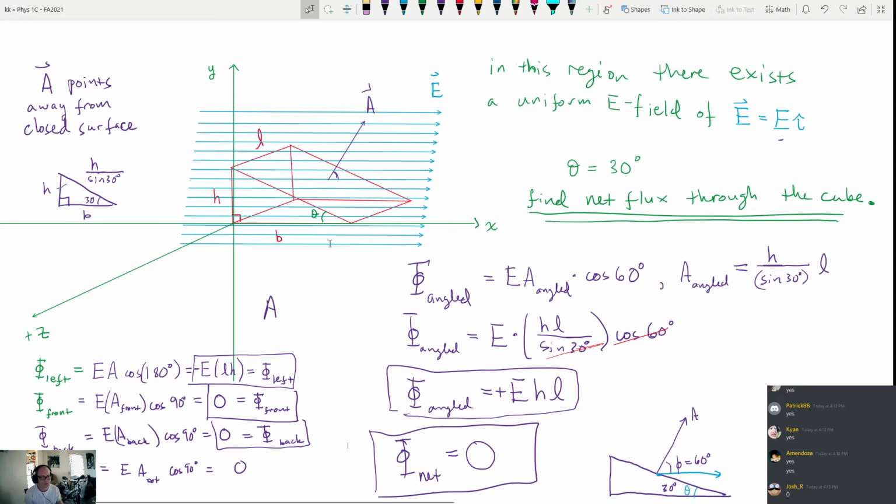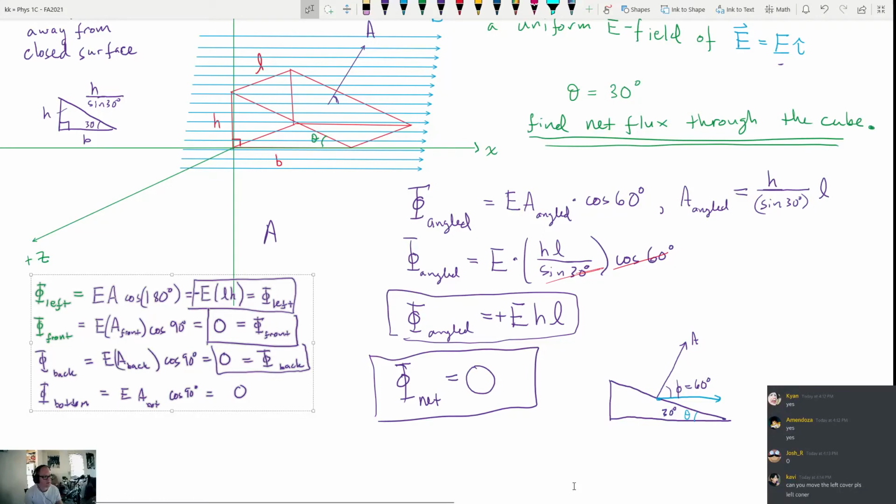It works for a rectangular prism, a cube. You could put a sphere in here, although the calculation would be a little trickier, and you would also get 0. Oh, is this blocking? Here, I'll just scroll down. Is that better? I'm sorry about that. Any closed surface placed into a uniform electric field will have a net flux of 0, basically. That's how it works.